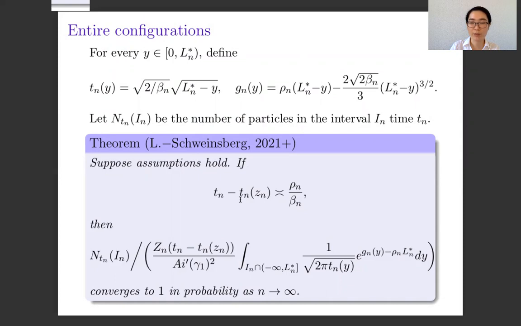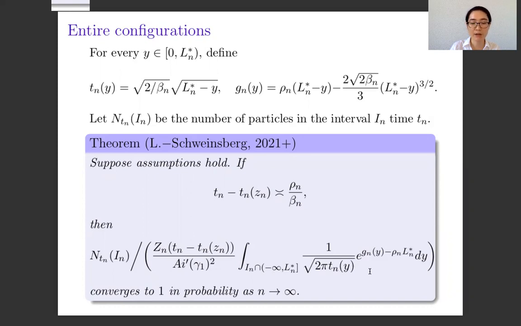So this theorem gives a description of the number of particles in any given interval in the long run. The randomness is characterized by this stochastic process Z, which measures how the overall size of the process changes over time. The deterministic part has a density formula proportional to e to the g of y over square root 2 pi t of y. The theorem also points out that particle configurations at the future time t, which is order rho over beta time after t of z, depend on the configuration at time t minus t of z.